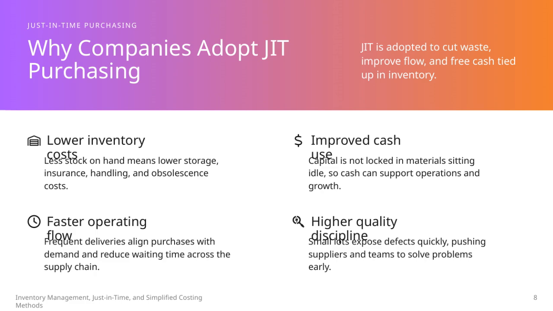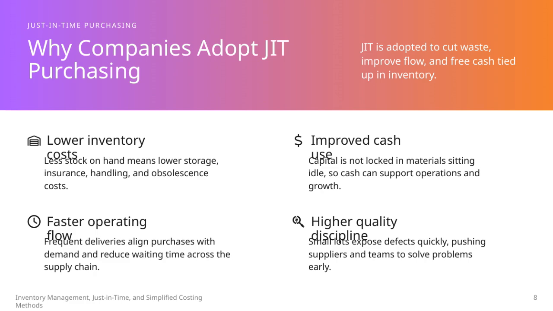Another key benefit is improved cash use. Since capital isn't locked into materials sitting idle on shelves, companies can better allocate cash toward operations and growth initiatives. This financial flexibility is crucial for responding quickly to market changes. JIT also speeds up operating flow. Because deliveries are frequent and closely aligned with actual demand, there's less waiting time throughout the supply chain. This leads to smoother production processes and quicker response times.